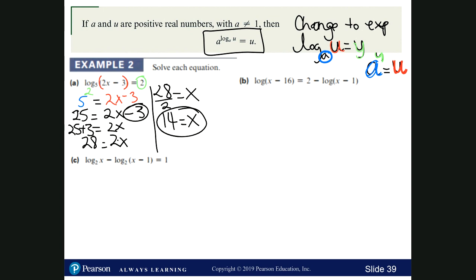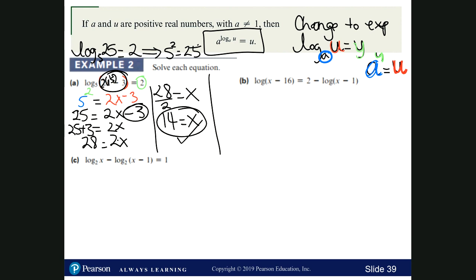You could check if it works, but yes, it will work, because if you substitute it in here, 2 times 14 will give me 28, so then 28 minus 3 will be 25. And so this will be the log of 25 base 5 is equal to 2, because you will have to raise 5 to the second power to give you 25. So in this case, we don't have to worry if the solution is valid or not.